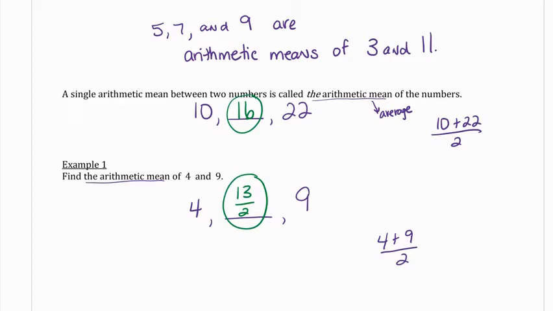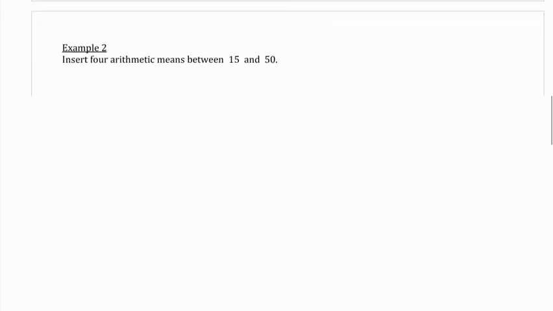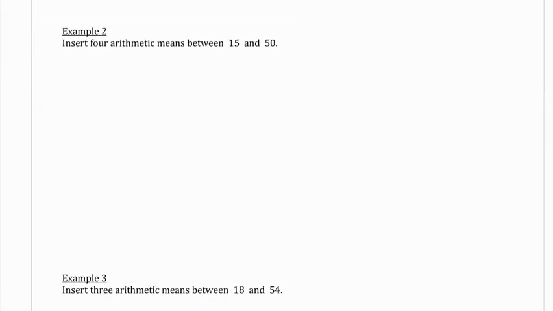Okay, now that's if we're just finding the arithmetic mean. On the next problem, now we want to insert 4 arithmetic means between 15 and 50. So now I'm not just finding the one average of 50 and 15. I want to put 4 numbers in a sequence in between 15 and 50. So that means I'm going to start with 15, and then I want to place in 4 numbers. So 1, 2, 3, 4. And then I want to end with 50.